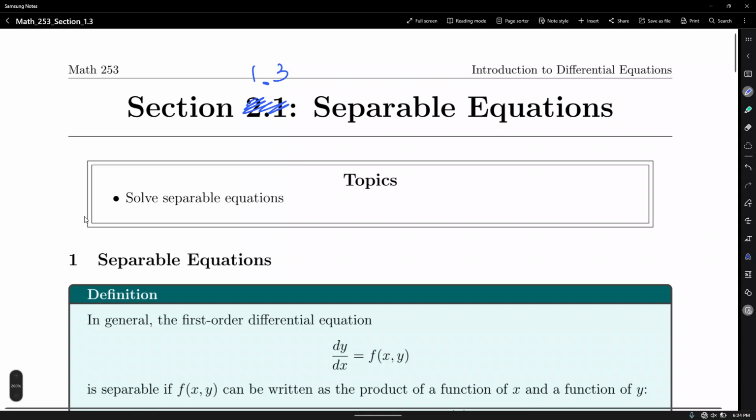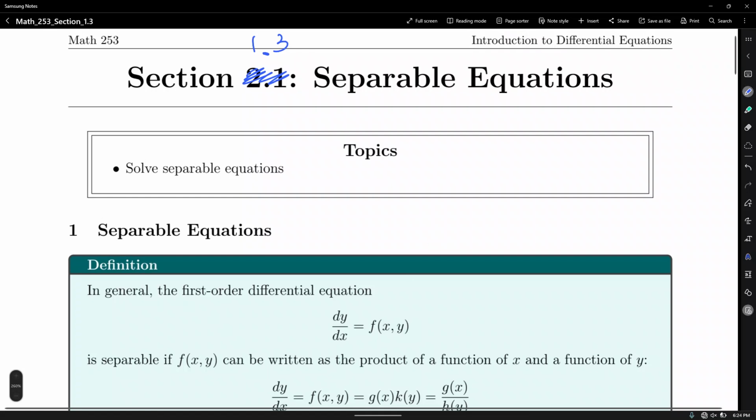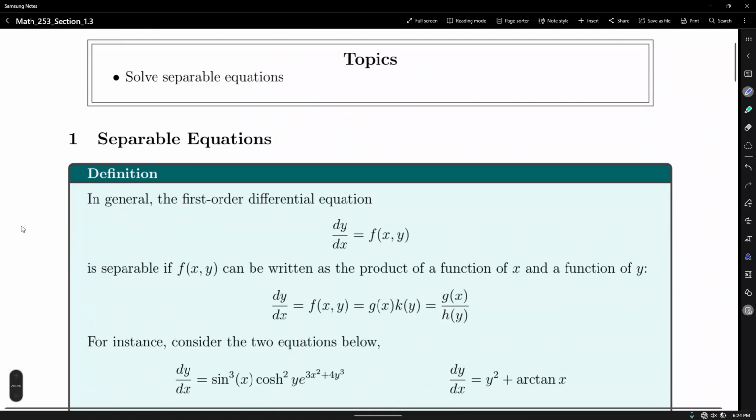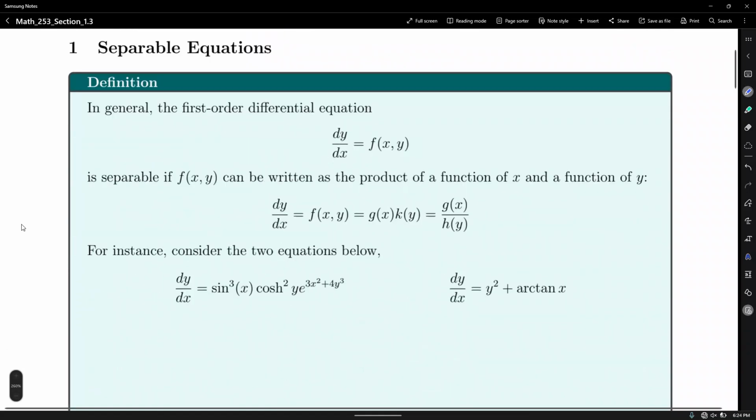Actually, you did it in Calc 2, I guess, also. Newton's law of cooling, that's another cool method, pun intended there. What else? Chemical mixtures, so that's very important, so you'll see. Okay, how do we describe a separable equation? A general first order differential equation of the form dy/dx equals some function of x and y.